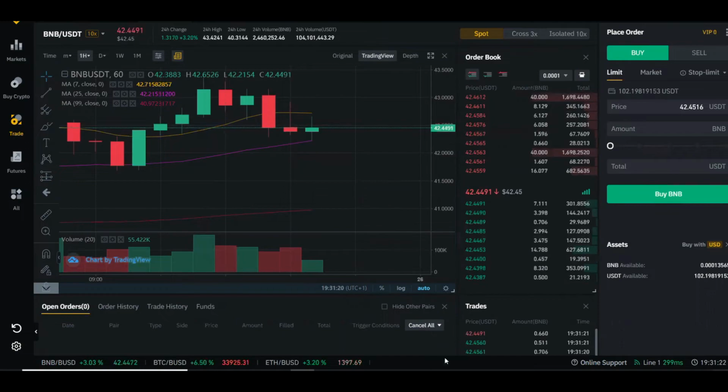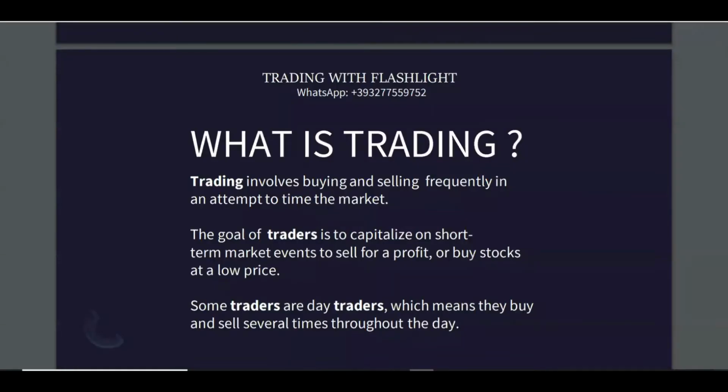Now, let's go on the PDF. So that's what a day trader does. He simply buys and sells. So very simple.